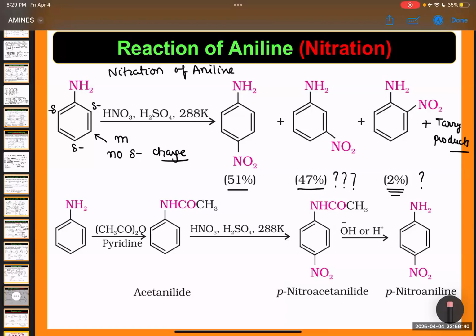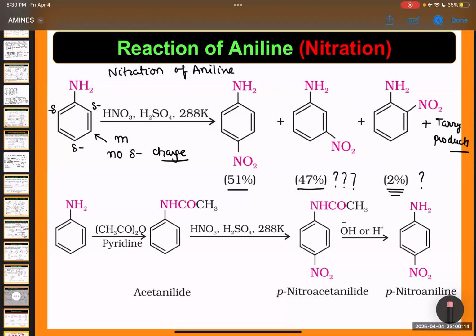The aniline actually reacts with this strong acid, so it forms an anilinium ion, NH3 plus, due to which you get a meta product. Aniline also gets oxidized by nitric acid, due to which you get a lot of tarry products, a mixture of products which contain oxygen. So this reaction is of no use because you are getting so many products and are not sure about the major product.